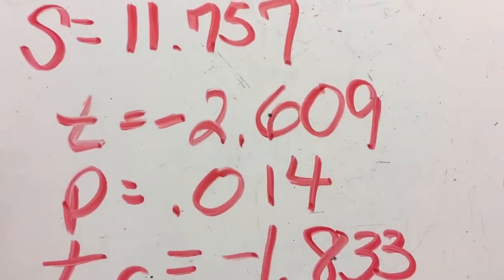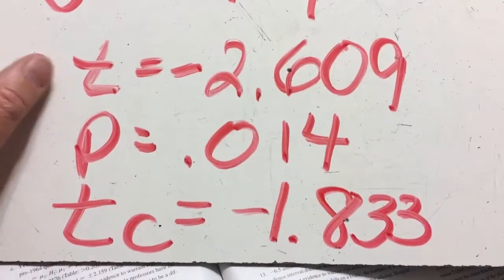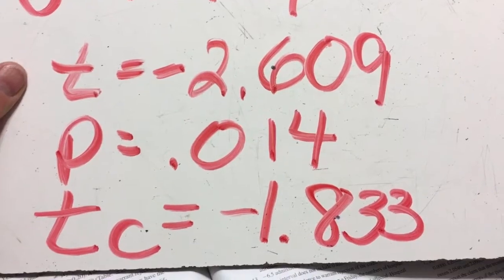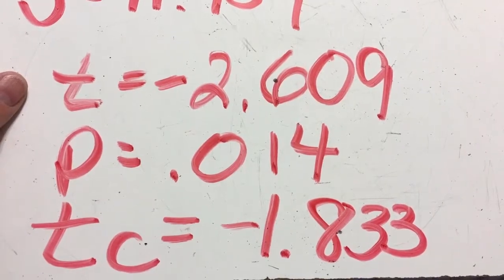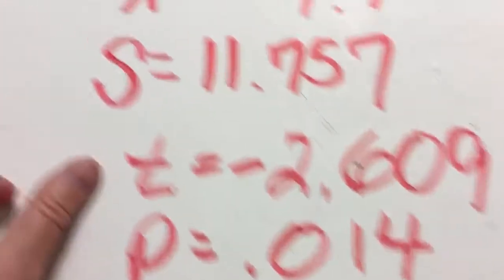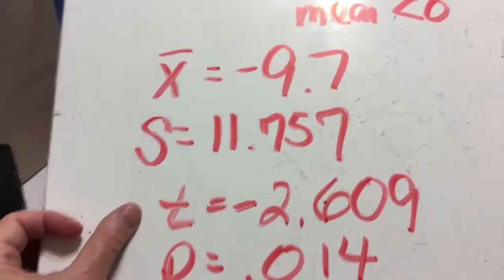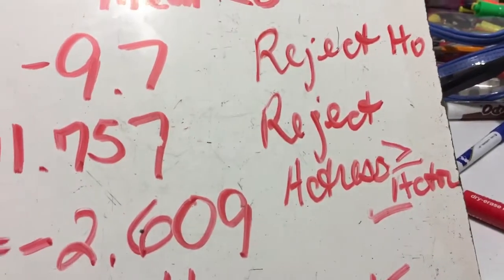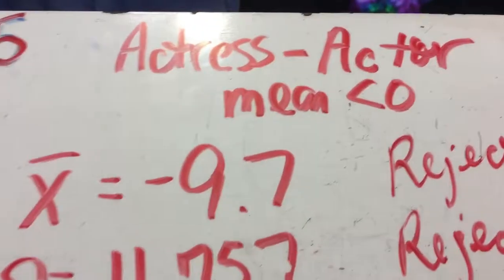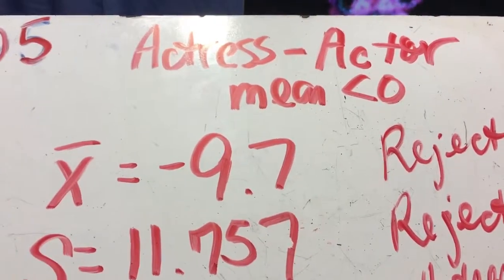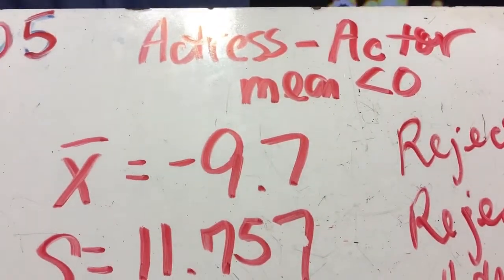If we're going to do this with the t-scores, we have negative 2.6 is much more unusual than the critical value, therefore it is in the rejection region. And 0.014 is much less than 0.05, and again, we must reject H sub O. So we will reject that actresses are greater than or equal to actors, and we will say that there is enough evidence to support that in general actresses are younger than actors in the sense of this problem's question.